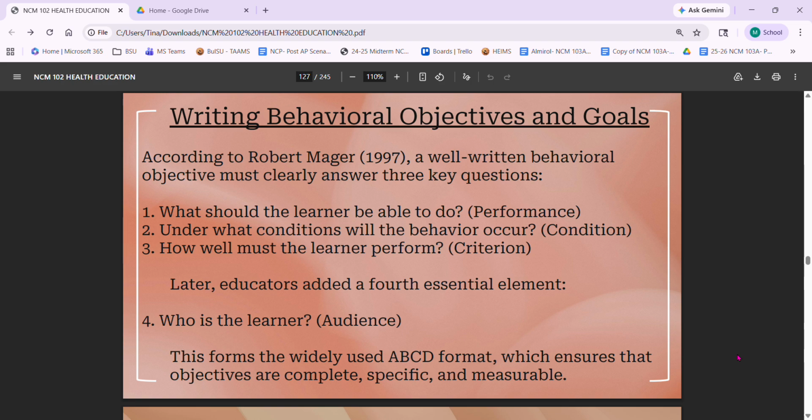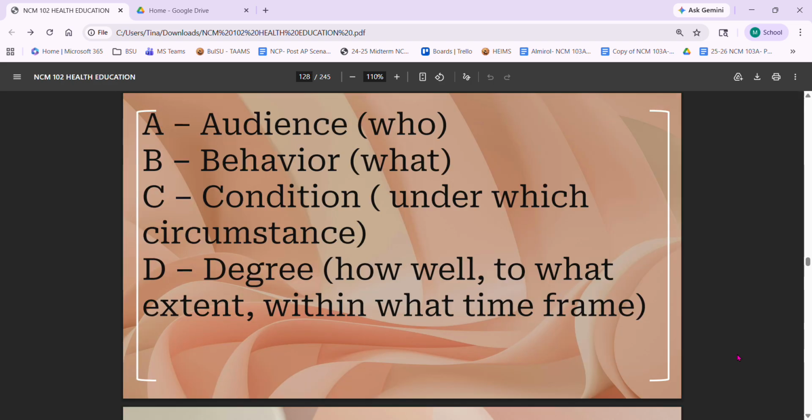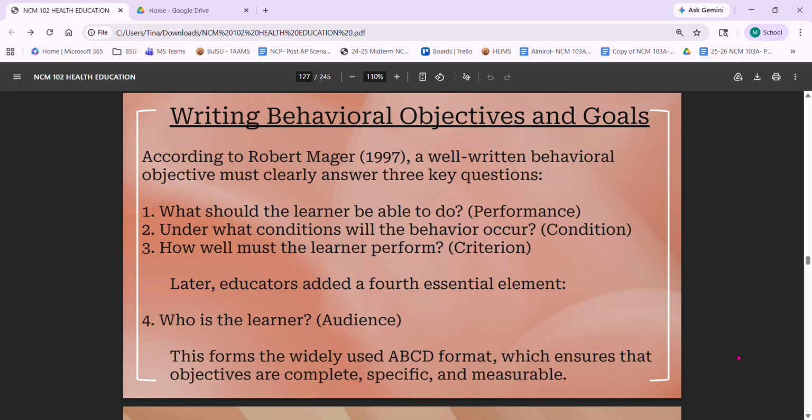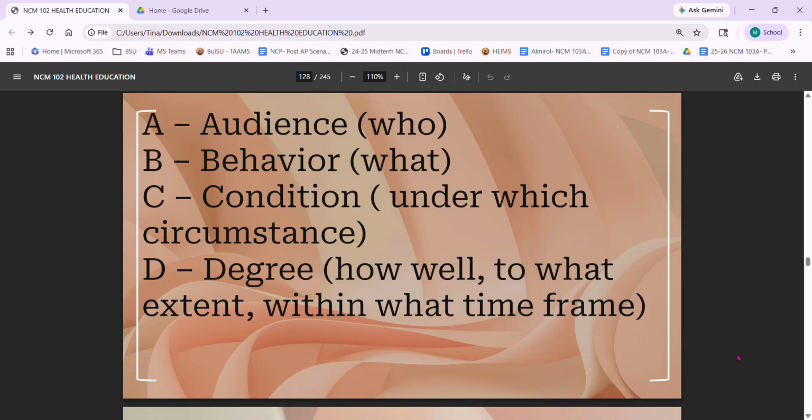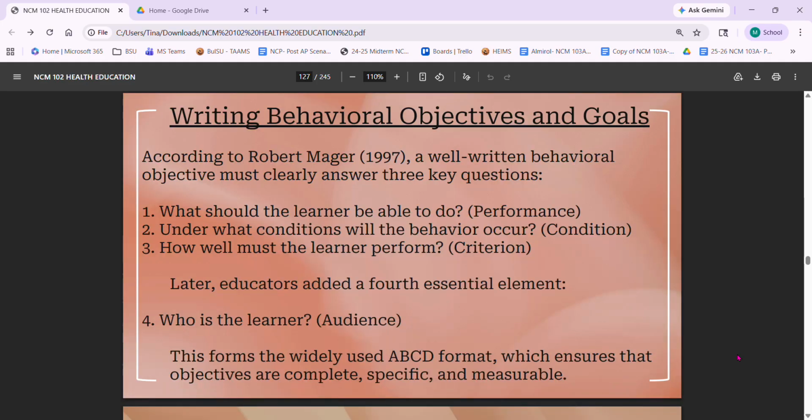So, bakit siya naging ABCD? Let's go here. Okay? So, when you say A, this is the audience. Okay? Yung huling dinagdag. Who? Okay? Who is your audience? B is the behavior. Okay? Yung behavior natin that's your condition. Okay? Sorry. Behavior.